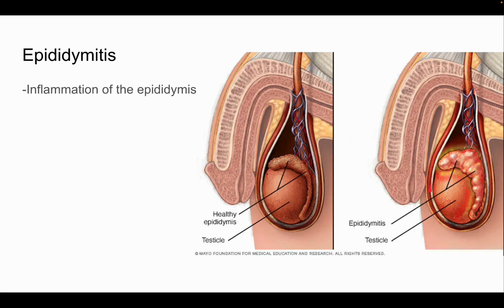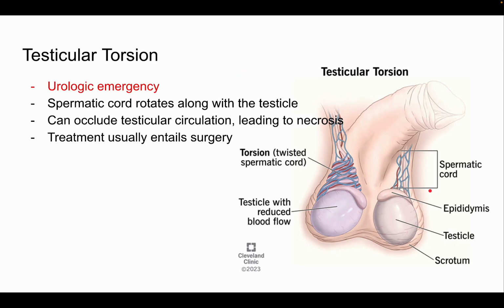posteriorly from the testis. Now testicular torsion is another urologic emergency, very serious. You can cut off circulation to the testicle and cause necrosis, and you're going to have to remove it. That's nothing to scoff at. It's pretty serious. This basically happens when the spermatic cord rotates along its axis of the testicle. It can occlude testicular circulation, leading to necrosis of the tissue because there's no oxygen flowing here.